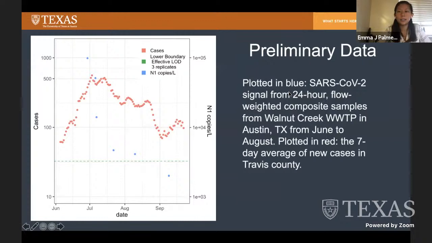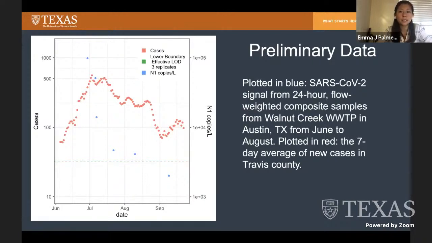Here we have plotted in blue the SARS-CoV-2 signal from our wastewater, from composite samples from one of the 2 major wastewater treatment plants here in Austin. Plotted in red is the 7-day average of new cases within Travis County as a whole. Similar to the graph I showed earlier of the data from Connecticut, you can see the trend in decreasing SARS-CoV-2 RNA in wastewater much before you can see the trend in decreasing COVID-19 cases within Travis County.